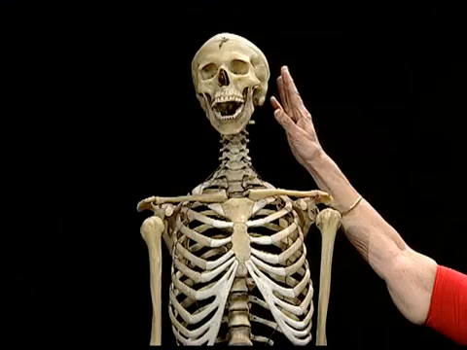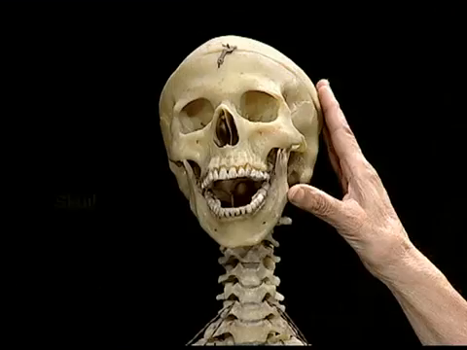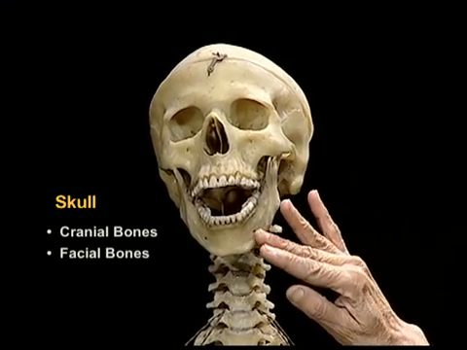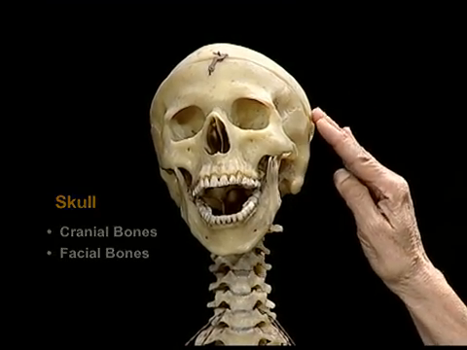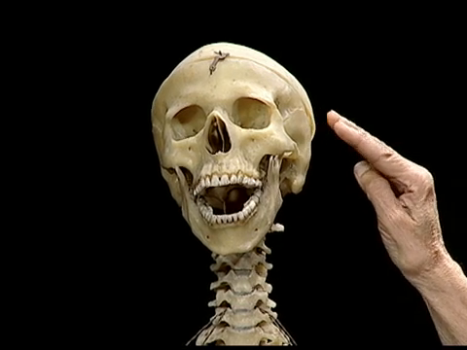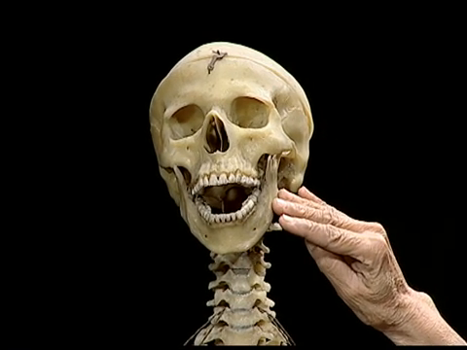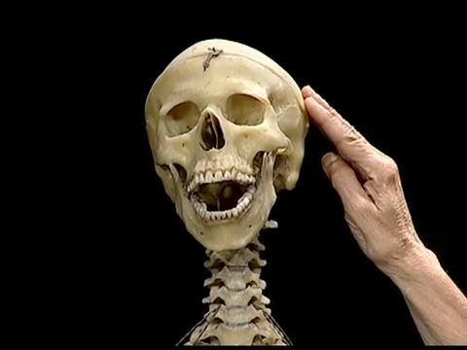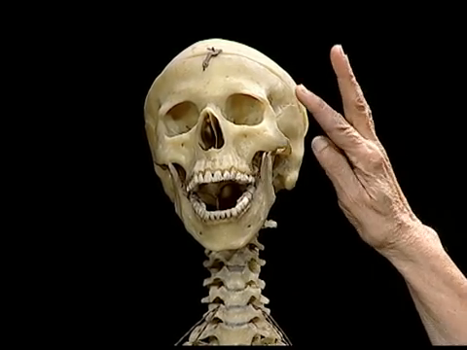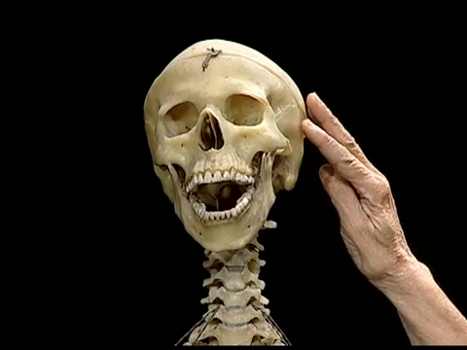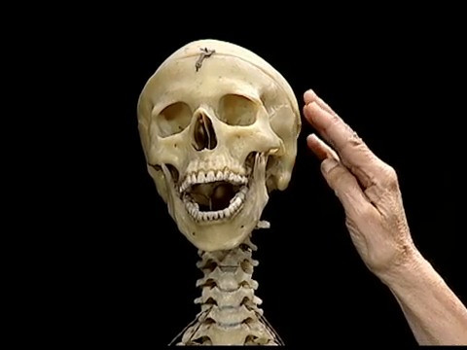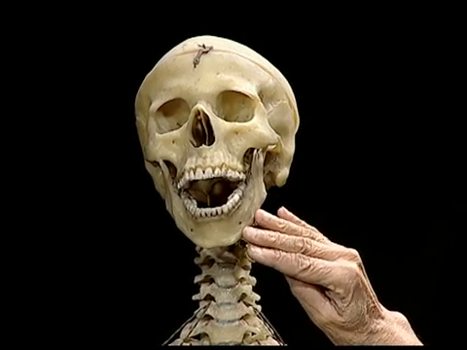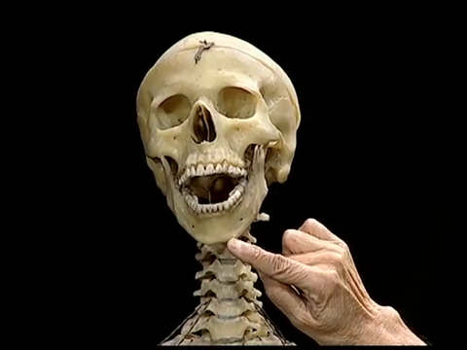You can see the skull here. It has two parts, the cranium and the facial bones. There are 8 bones in the cranium and 14 bones in the facial region. The cranium bones are attached to each other by sutures, so they do not move much. Facial bones make the face. This is the lower jaw.